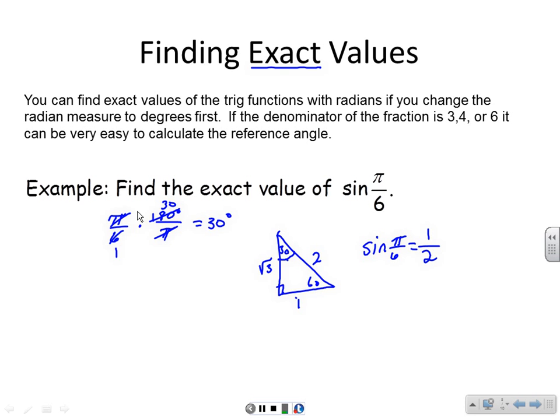Again, if you don't know that pi over 6 is the same as 30 degrees, convert your radians to degrees, and then hopefully you'll be able to use your 30, 60, 90, especially if your radians have a denominator of 3, 4, 6.